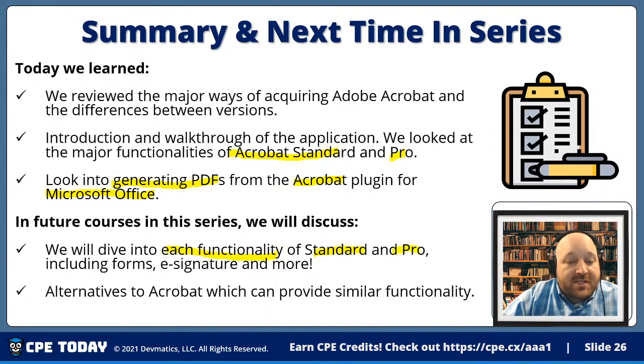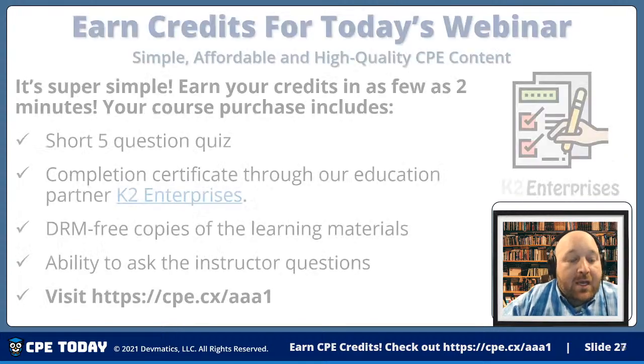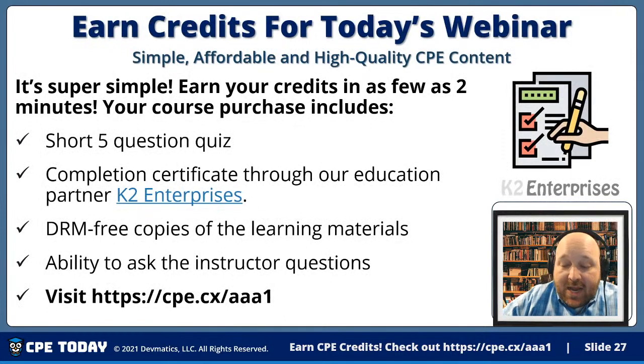We're going to start off by taking a look at the creation and editing, and then we're going to go through forms, we're going to go through e-signature, and a whole bunch more. And we're also going to take a look at some alternatives to Acrobat, which can provide similar functionality. Acrobat's got, admittedly, a pretty high price for some folks. So what other products are on the market that can do stuff like Acrobat that are either lower cost or completely free?